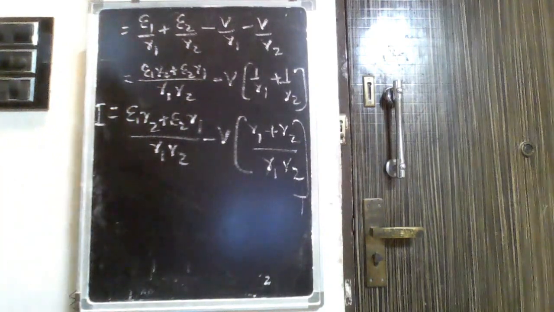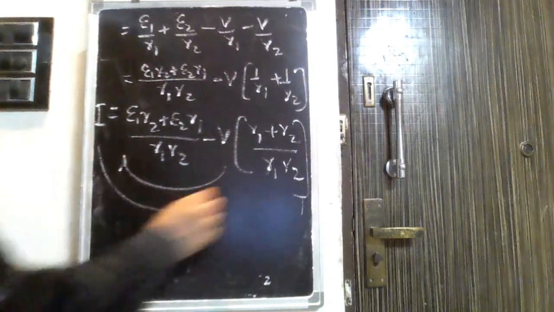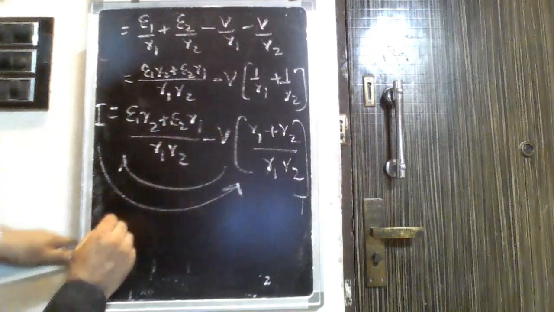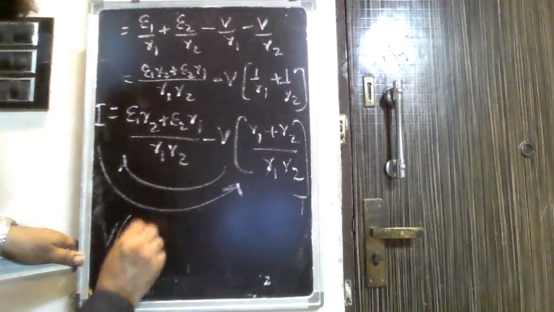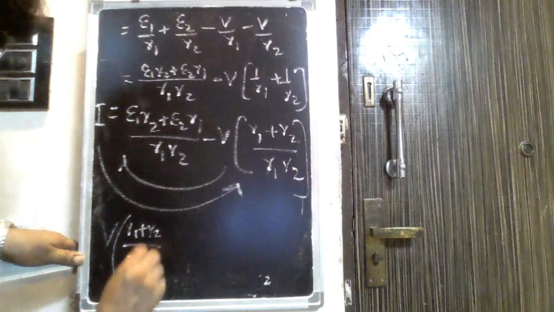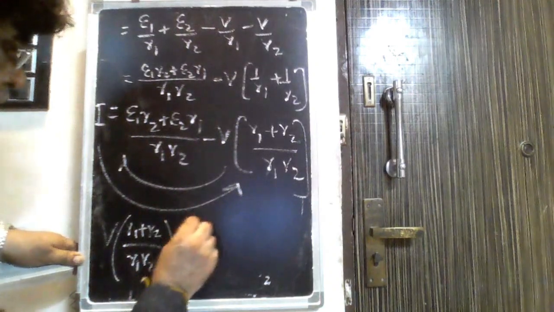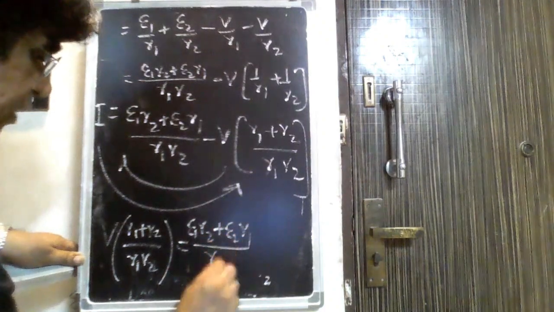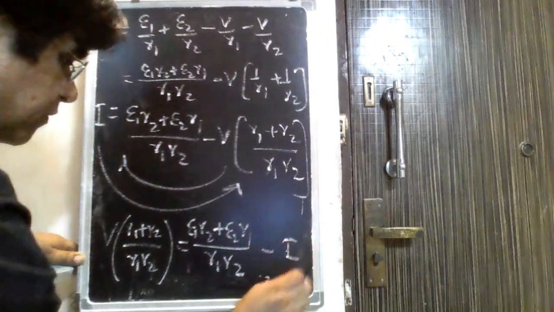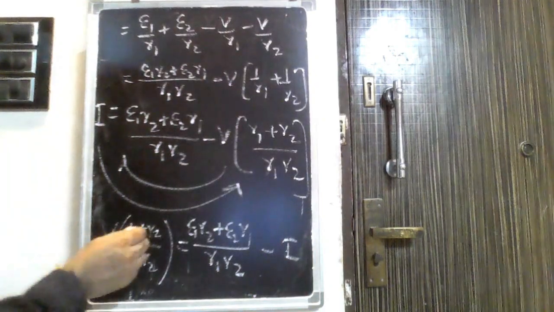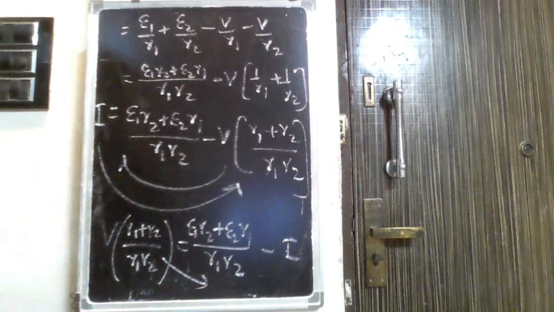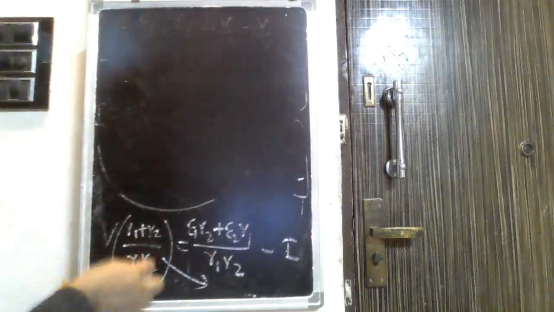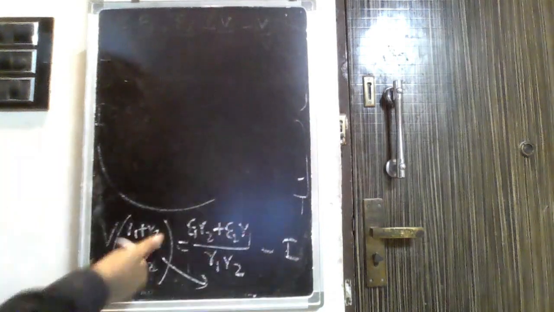Great. Now what we do, we interchange these two values. Take V this side, I that side. So if you do that, what you get? V will come first, V into (R1 plus R2) by R1 R2 equals (E1 R2 plus E2 R1) upon R1 R2, minus I will come into picture. Now take this down. Take V there, take this down. When I take this down, this will go this way. They will always get reversed.